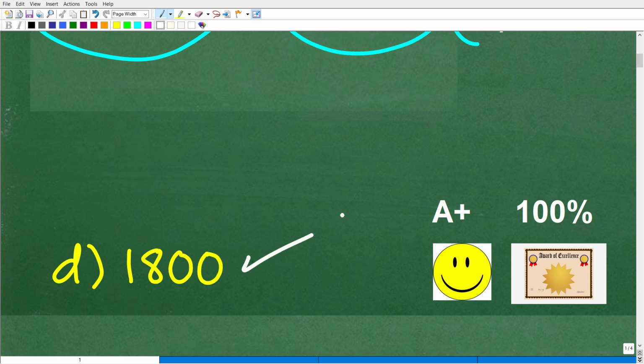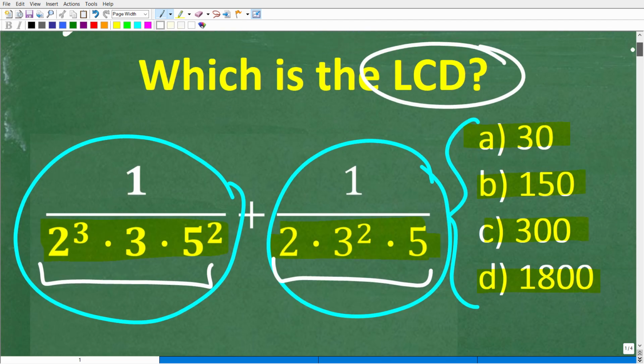The correct answer is D, 1800. Now if you got this right, you definitely get a happy face, an A plus, a 100%, and a certificate of excellence because you definitely appear to be a certified professional expert in the area of finding the lowest common denominator between two fractions.